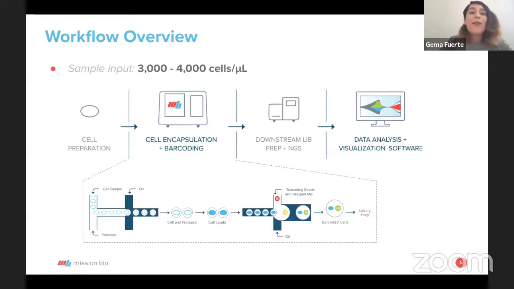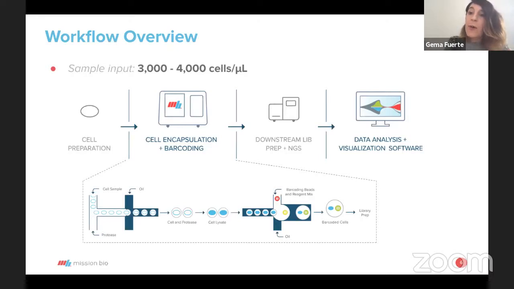Let's just then focus on the workflow, and I'll give you a review of the whole process. So the sample input for the Tapestri platform is 3,000 to 4,000 cells per microliter in 35 microliters, which is equivalent to around 100,000 cells. So you start with 100,000 cells or nuclei, and then you use the Tapestri platform to do the encapsulation and barcoding. This is all we will talk about today, the assay.